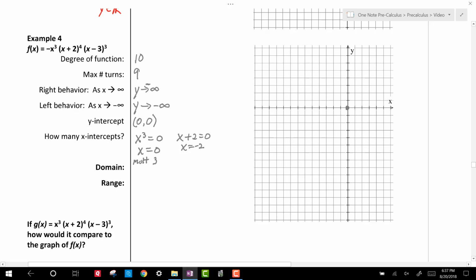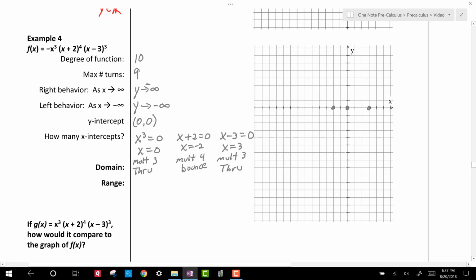Since it was degree 4 on that factor, this is a multiplicity of 4, which means it's a bounce. So this is a bounce. The first one's going to go through because it's odd multiplicity, and the last one, x minus 3 to the third power, so that's going to be x equals 3, multiplicity of 3. So that's going to go through the x-axis as well. So we have 0, we have negative 2, and we have positive 3.